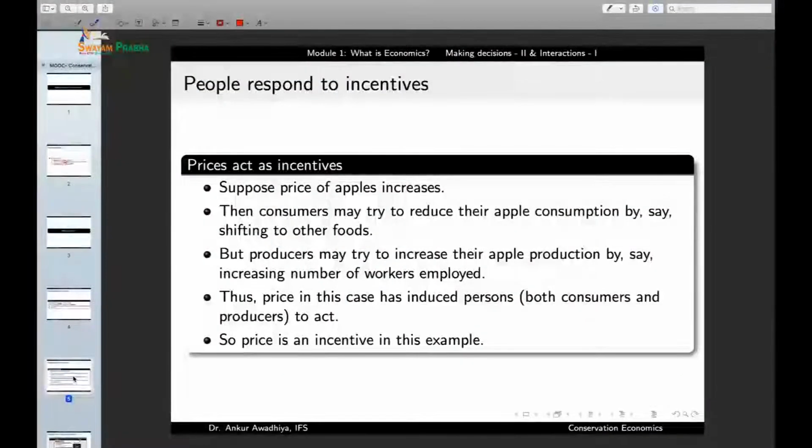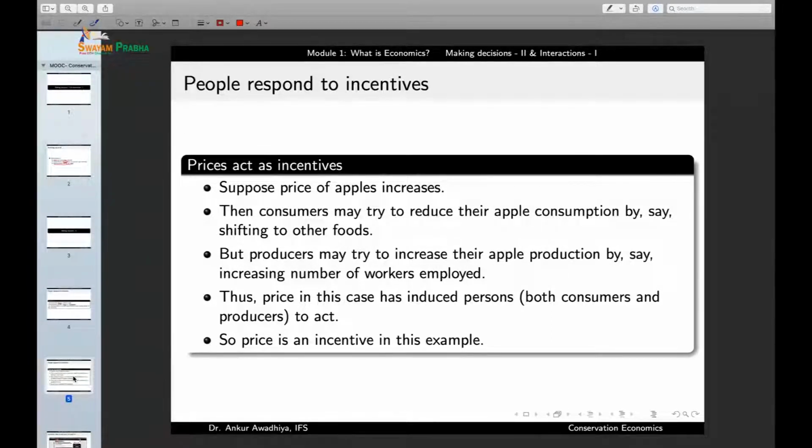Or probably, if you are, say, a shopkeeper, you will think that, okay, the price of apples is going up, so let me buy more and more apples and store them so that after some time, when the price goes up even further, I'll sell them off at a profit. So the price of apples is acting as an incentive for a consumer to consume less and less, and for a seller to hoard more and more. So suppose the price of apples increases, the consumers may try to reduce their apple consumption by, say, shifting to other fruits. So you might say, okay, the price of apples is more, I'll consume fewer apples, I'll have more oranges.